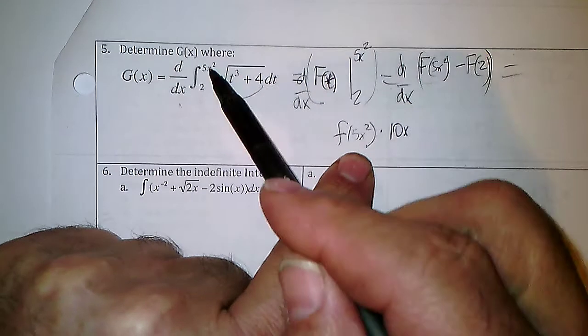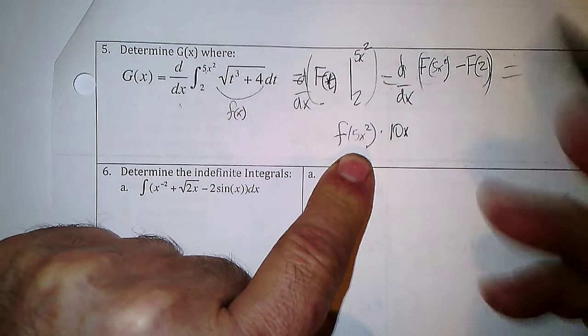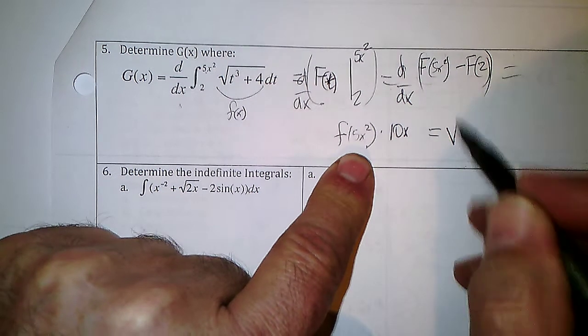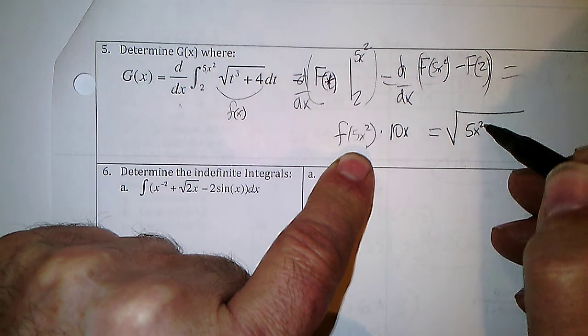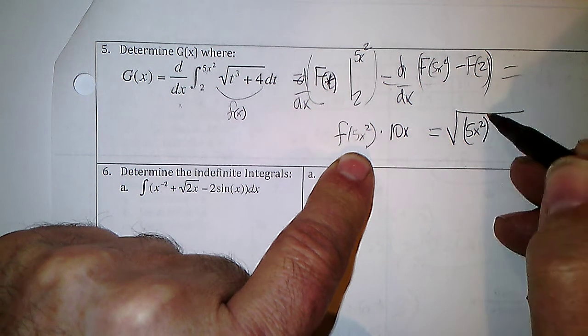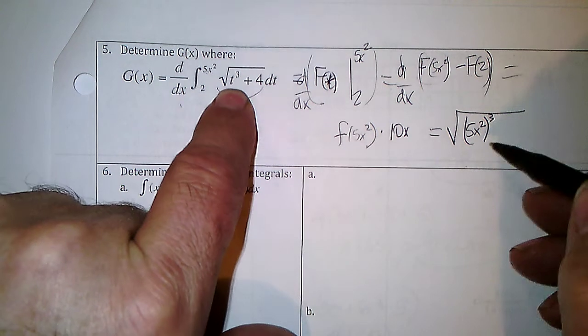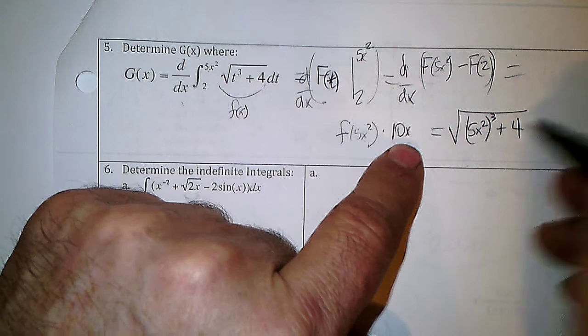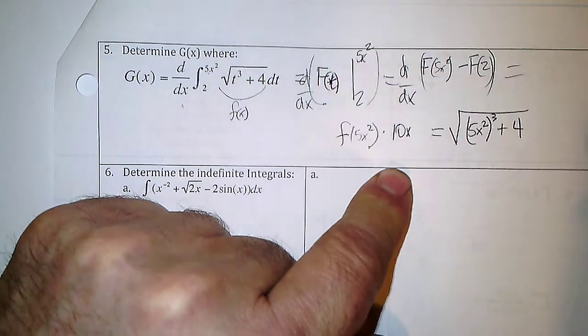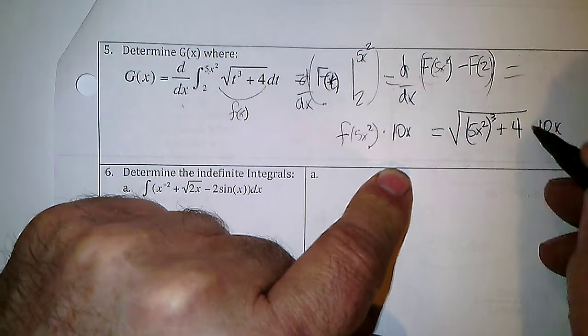So all you really do is put this in place of the t, and you get the square root of (5x squared) quantity cubed plus 4, times the derivative of that, which is 10x.